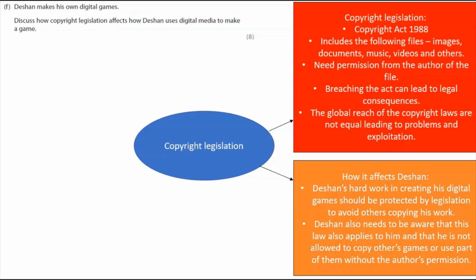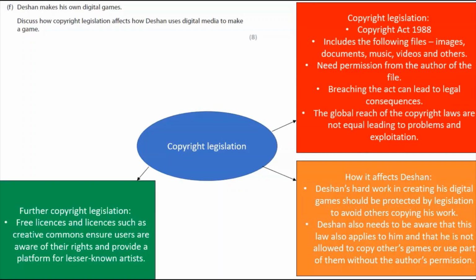How does it affect Deschamps? Deschamps' hard work in creating his digital game should be protected by legislation to avoid others copying his work. Deschamps also needs to be aware that this law applies to him and he's not allowed to copy other games or use part of them without the author's permission. Just coming around, further copyright legislation, free licenses and licenses such as Creative Commons ensure users are aware of their rights and provide a platform for lesser-known artists.